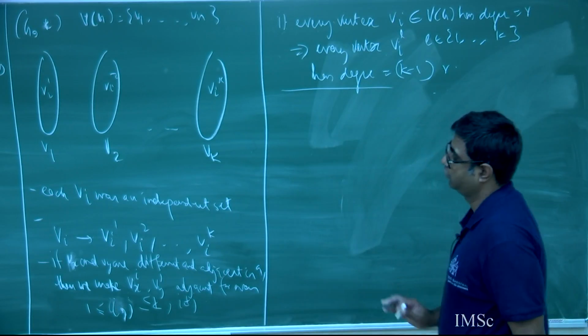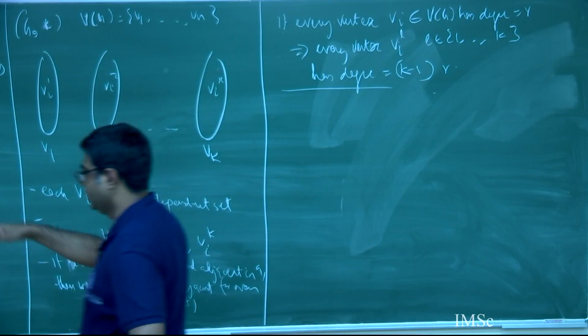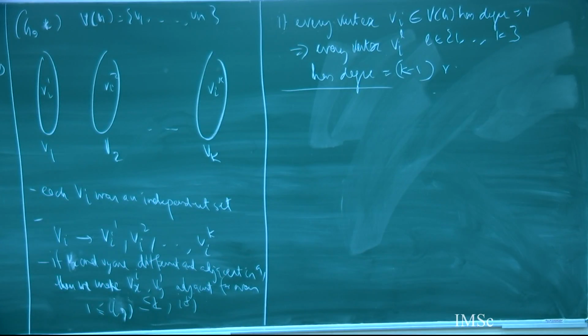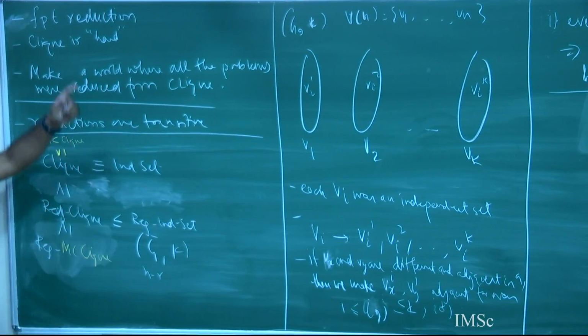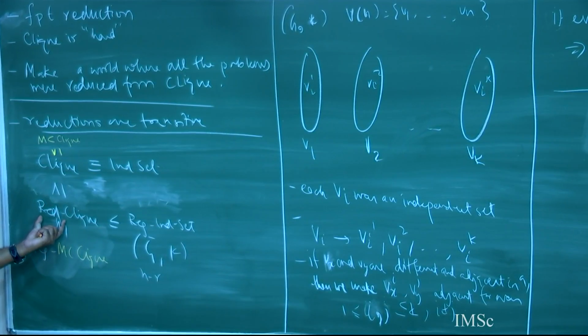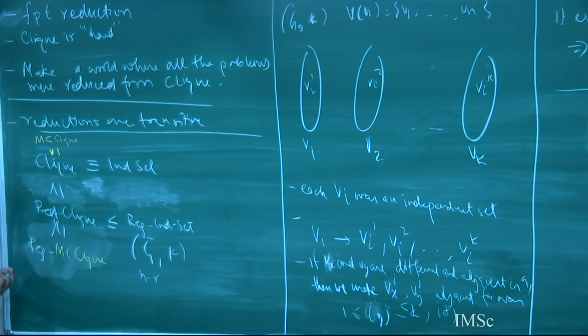So what have we shown? Now I have also shown to you that regular clique is hard, regular multicolor clique is hard. It's the same reduction, it's just that we have to start with regular clique, which gives us that the degree of a vertex in the reduced instance is also exactly the same, okay? So far so good.